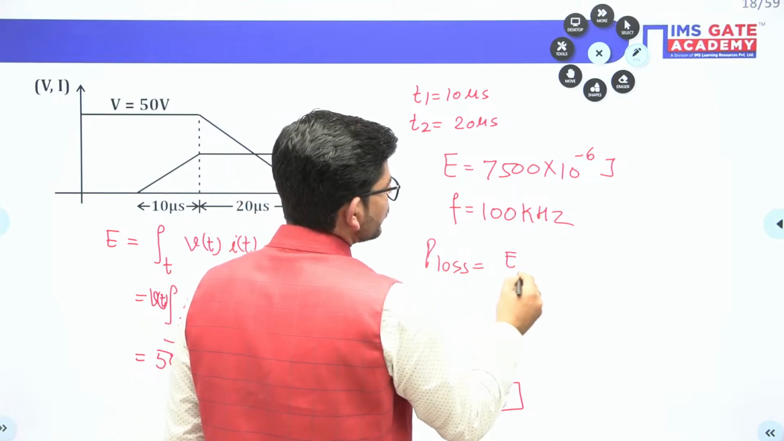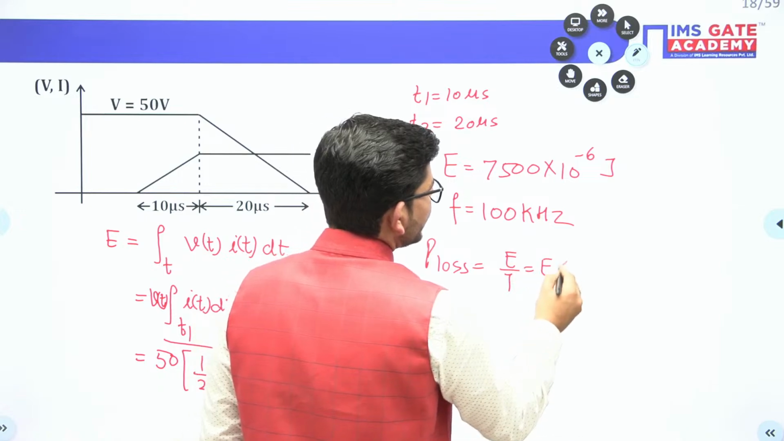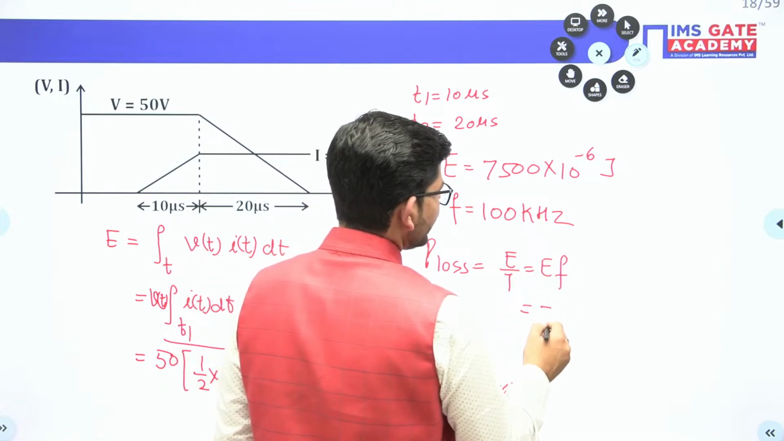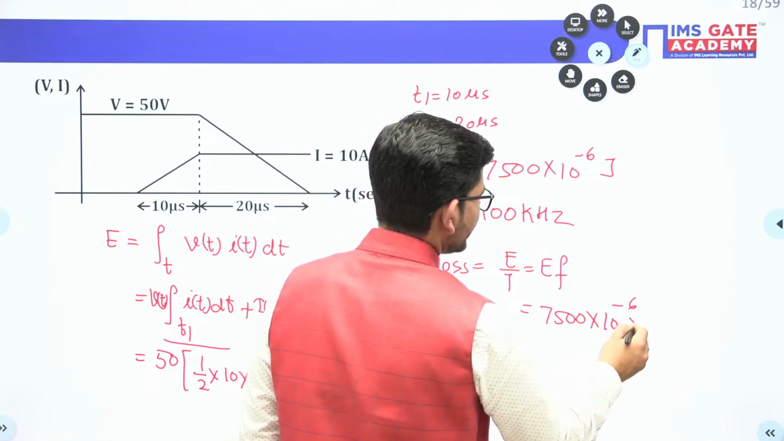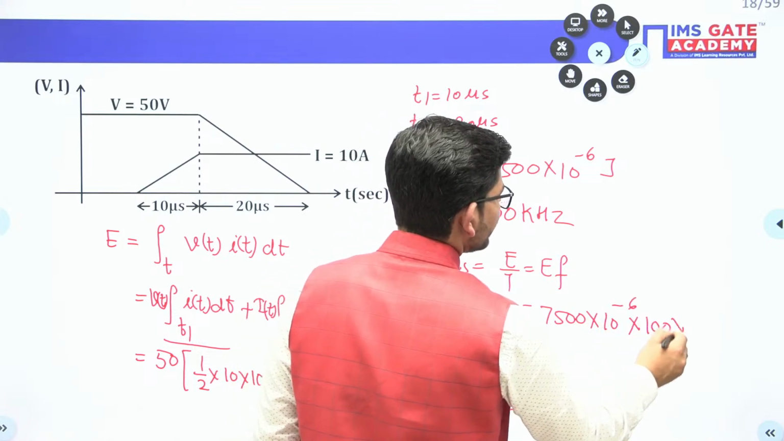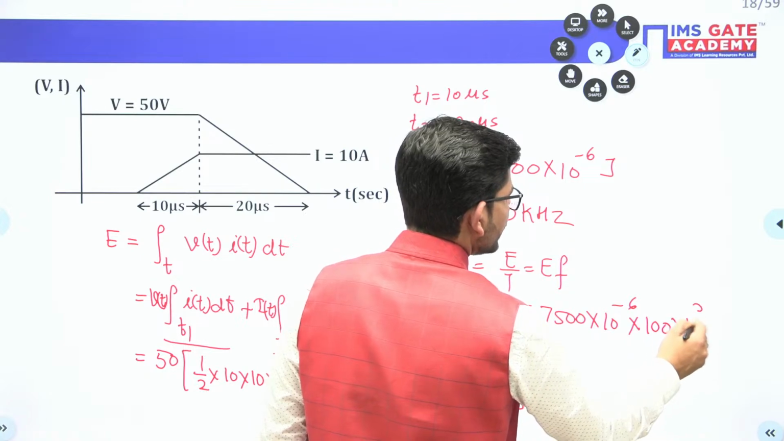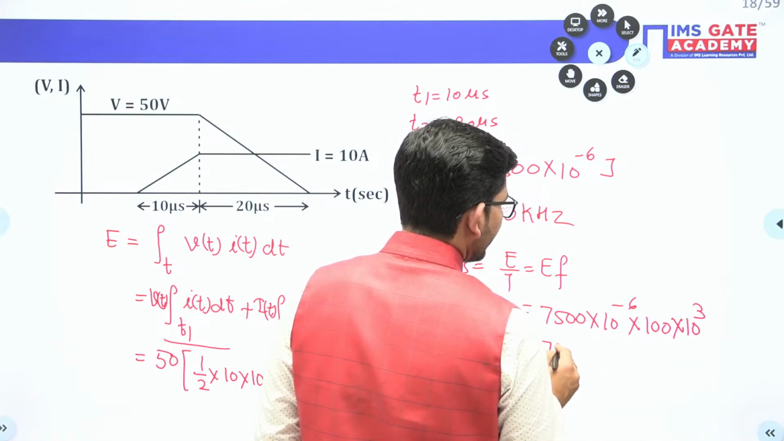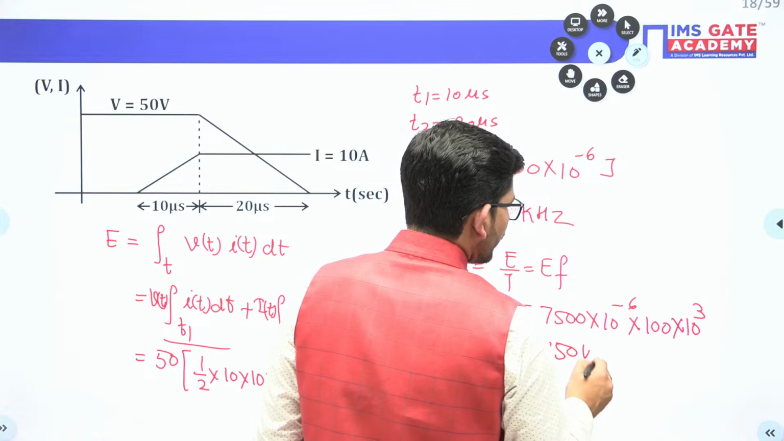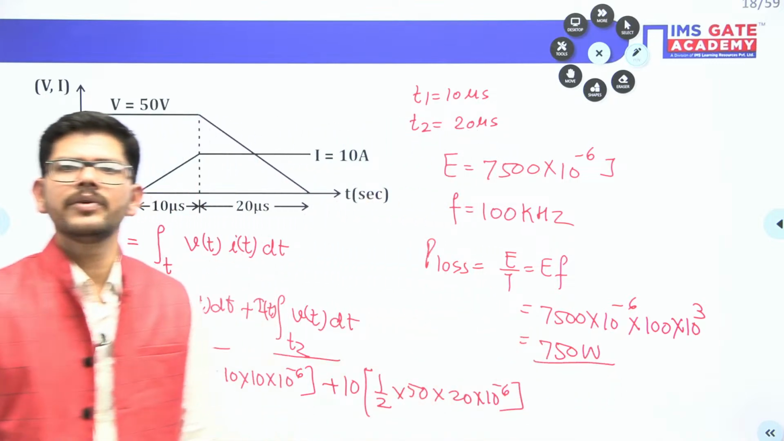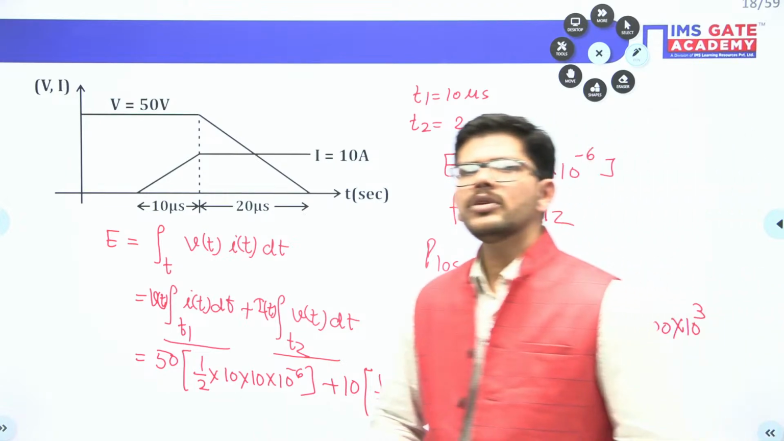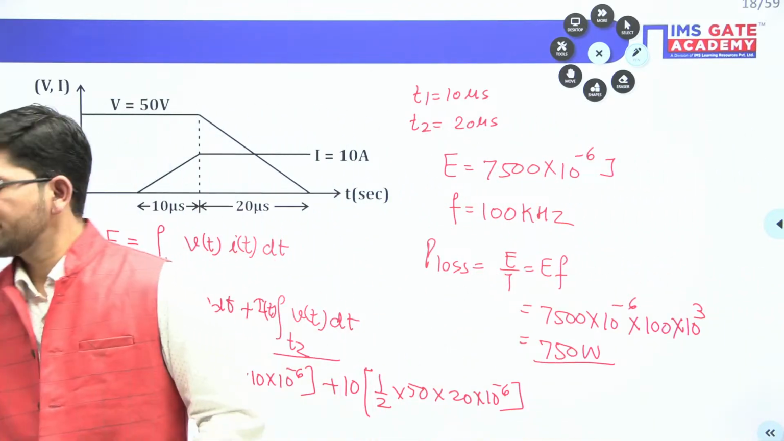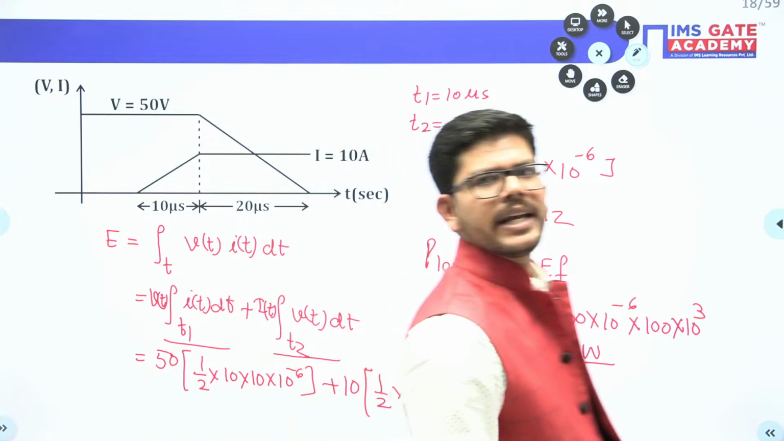So the power loss is E by T or E into F. What E do we have? We have 7500 into 10 to the power minus 6, and the F value that we have is 100 into 10 to the power 3. So I think 750 watt will be the answer. Are you getting the same answer, Naru and Rupesh? Nikhil, Subodh, are you getting the same answer? 750 watts. Very good, Naru.